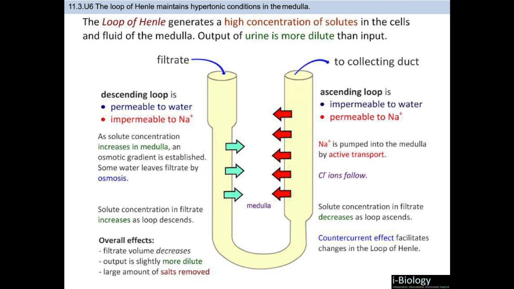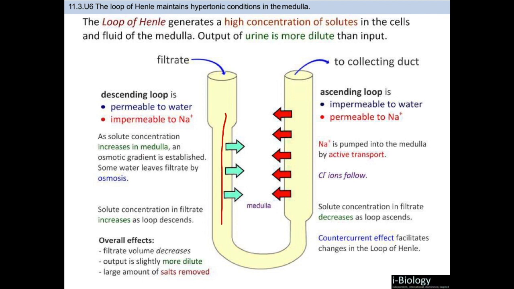So what that means is I am taking all these salts and pumping them out into the medulla, and as that solute concentration in the medulla is increasing as a result of the activity in the ascending loop, that is going to affect what's happening in the descending loop. So now there's a lot of solutes in the medulla. Water, as we know, moves towards high solute concentrations. So water is going to be moving out.